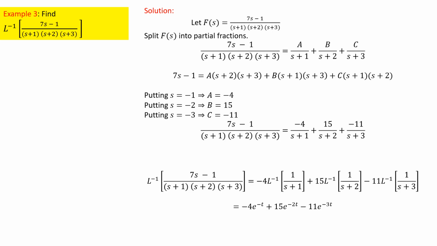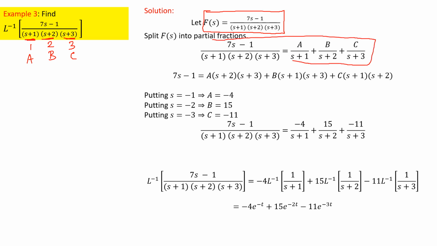Question number 3. We have given 7s minus 1 divided by s plus 1, s plus 2, s plus 3. So let us consider my function f of s as 7s minus 1 over s plus 1, s plus 2, s plus 3. So we have three linear factors, and we introduce three values a, b, c. Let me write this like this. Then as usual, divide both sides of the equation by s plus 1, s plus 2 and s plus 3.